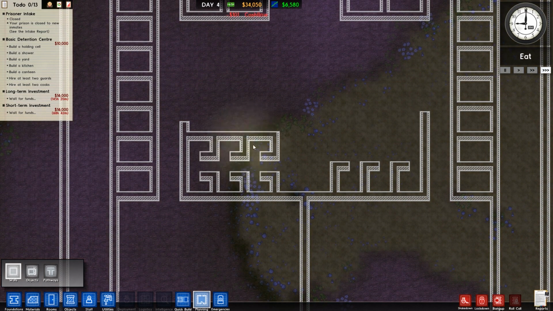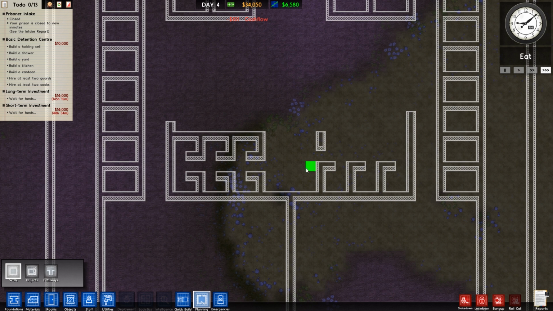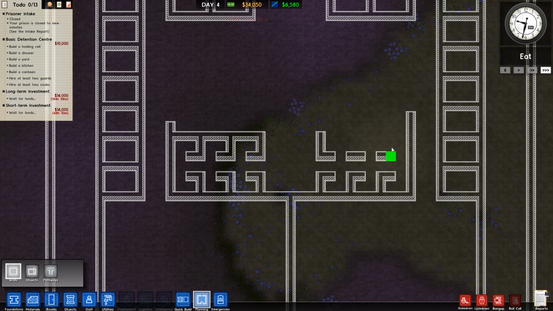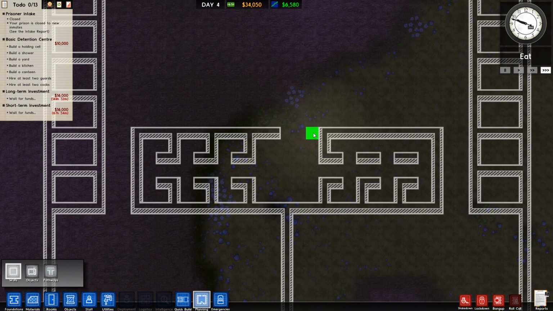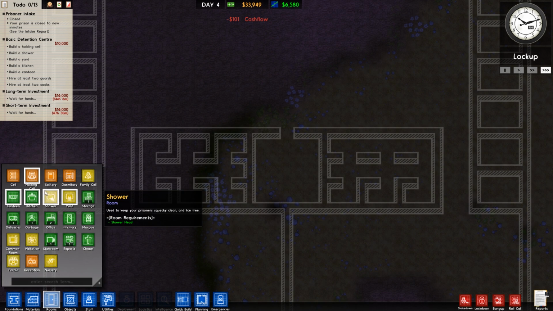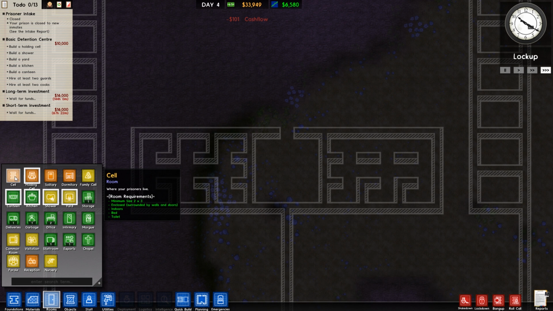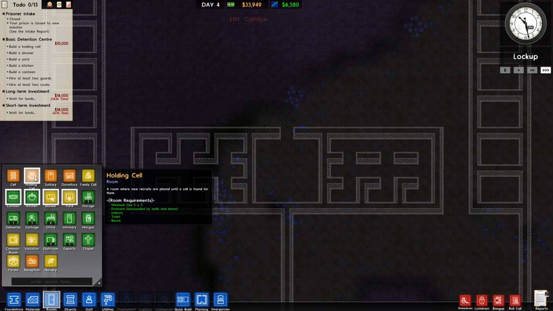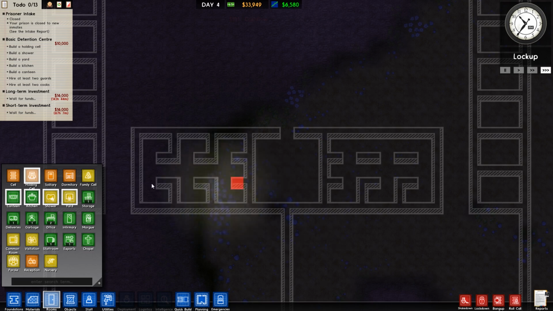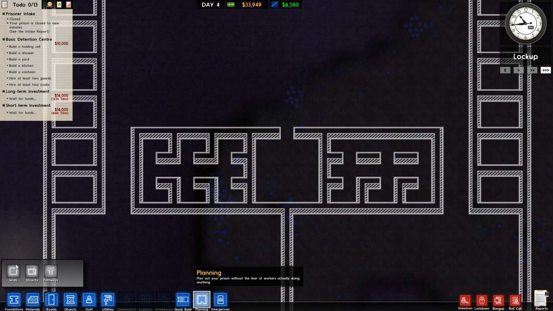Just 2 solitary with a toilet in there. Actually, that's not too bad. Like that. Right, like that. And then this would be our holding cell, which is a total of 5x5, which is exactly the size you need for it, I believe. Holding cell, 5x5. Yeah, okay, so that would be sufficient.